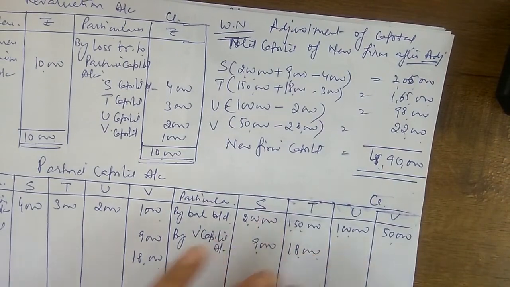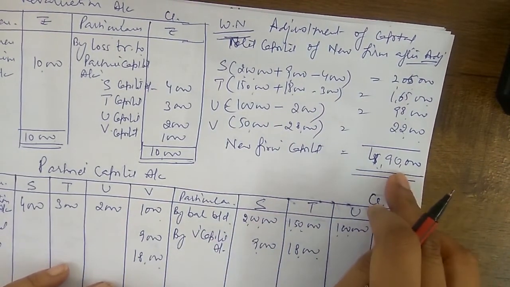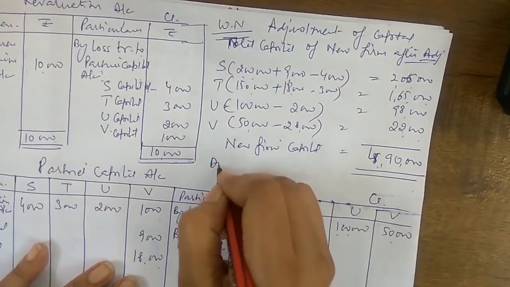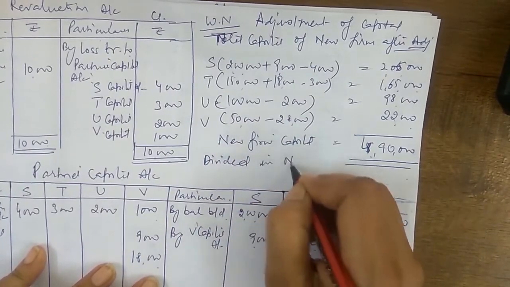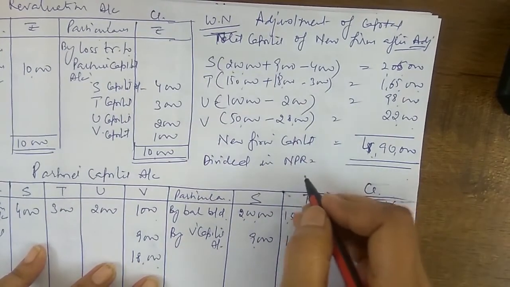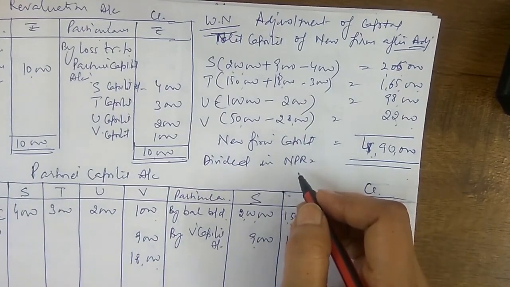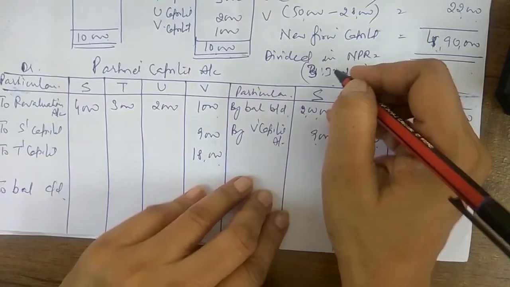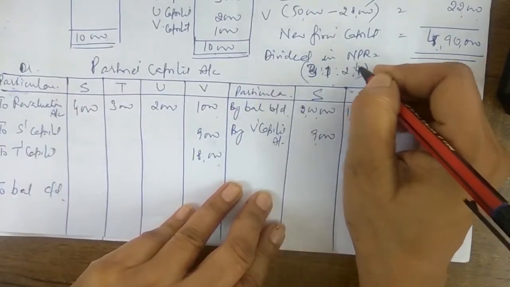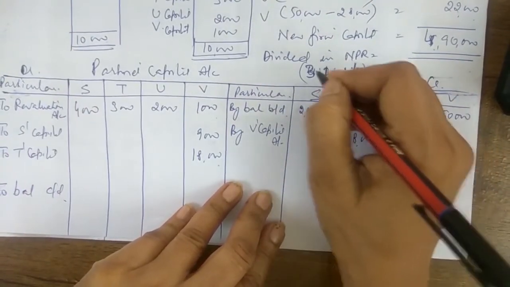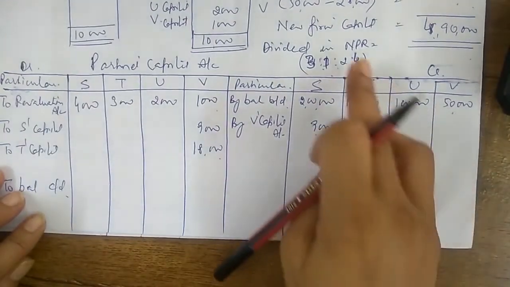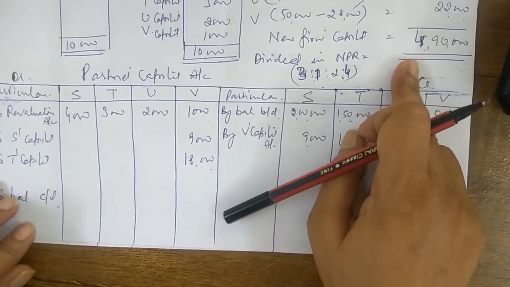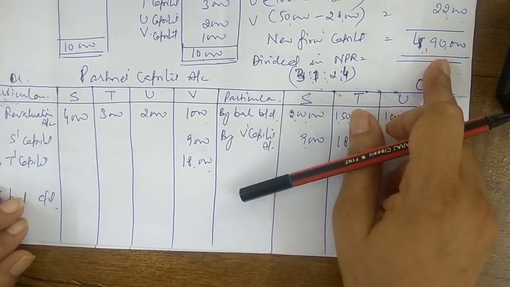$4,90,000. Clear बच्चे? Now this amount of capital must be divided in the new ratio. Divided in NPR. NPR क्या है तीनों चारों की? That is 4:2:4. So this is the new ratio बच्चे. Right? मैंने old ratio लिख दी थी by mistake. So this ratio will help you to calculate new capital of the partners.